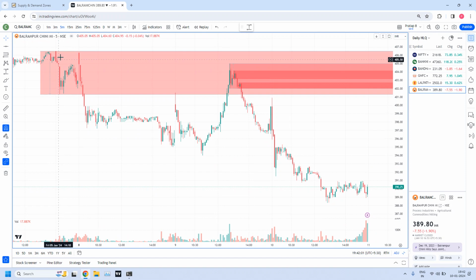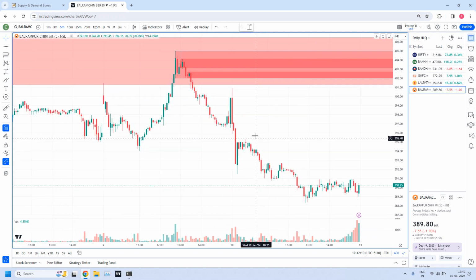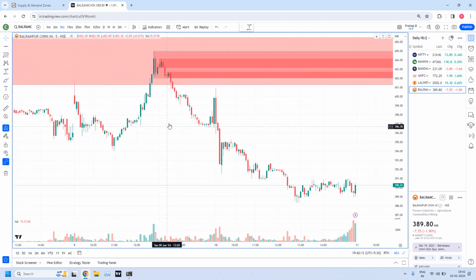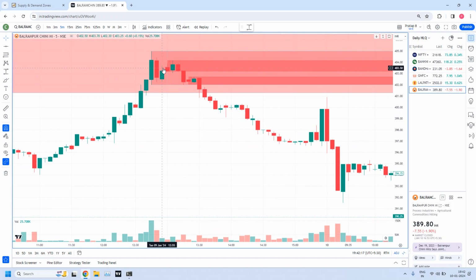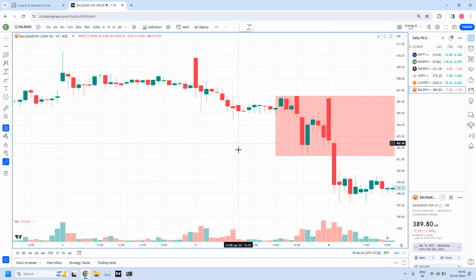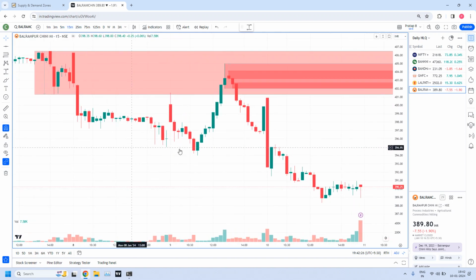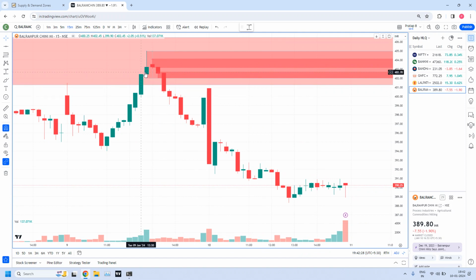Here also we have a zone. We have a drop, base and again a drop. This is already tested. But this one, when prices entered recently, we have a rally, we have a base and then we have a drop. Sorry, this is 5 minutes. Let me show you 15 minutes. We have a rally, we have 3 base candles and we have a drop candle. This is the 15 minute area.